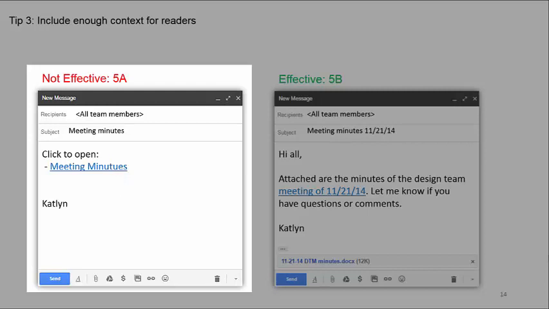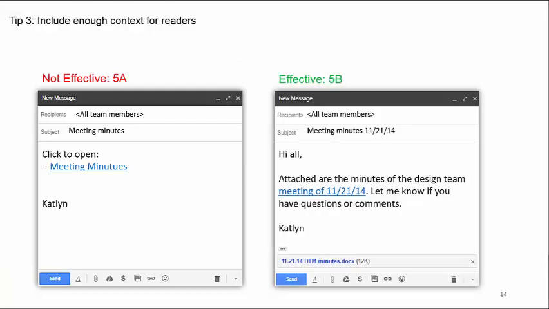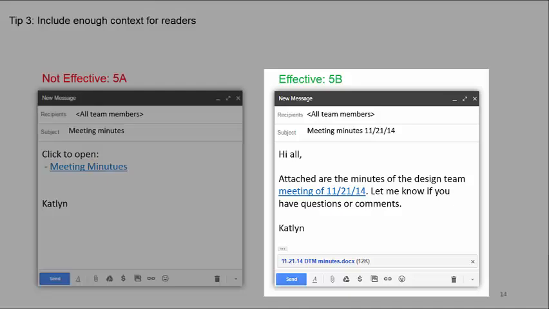All attachments need an accompanying email that tells what they are and provides basic context. And by the way, that includes attachments in job applications too. If you submit a cover letter and resume via email, include a message that specifies the job and introduces your attachments. The revision provides the basics. What meeting, when. It also tells recipients what to do with the information. Ask questions or comments if they have them.